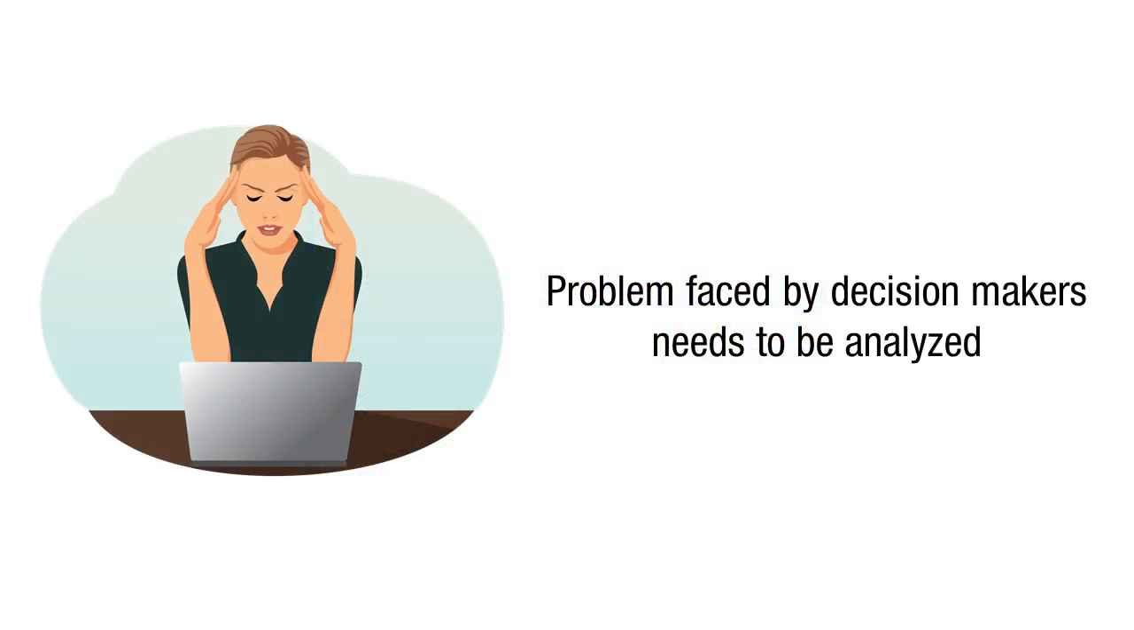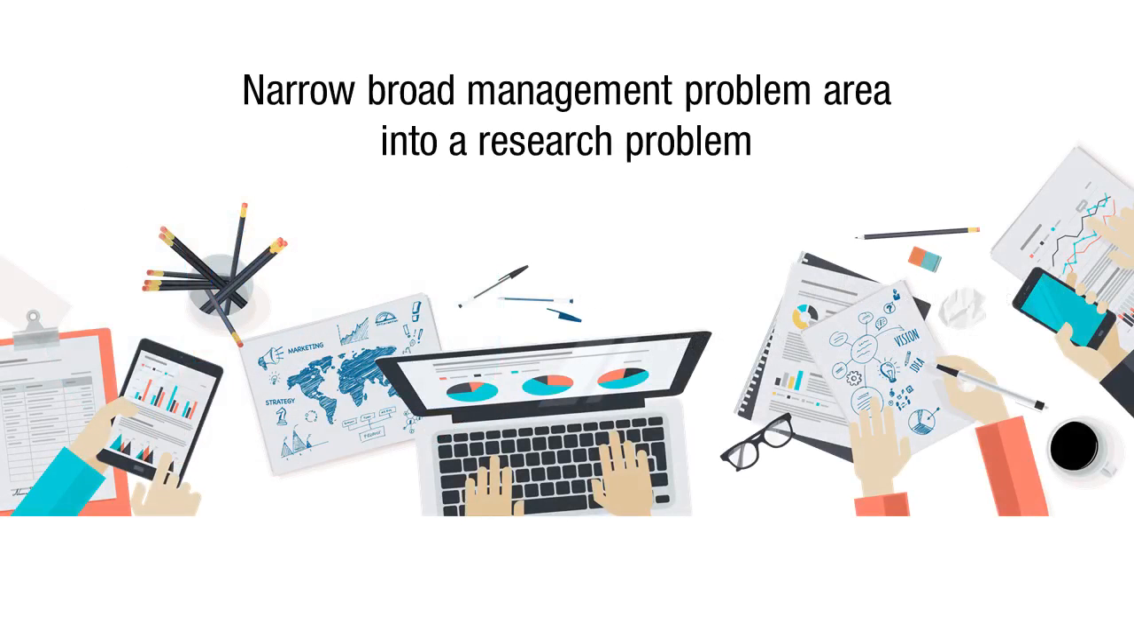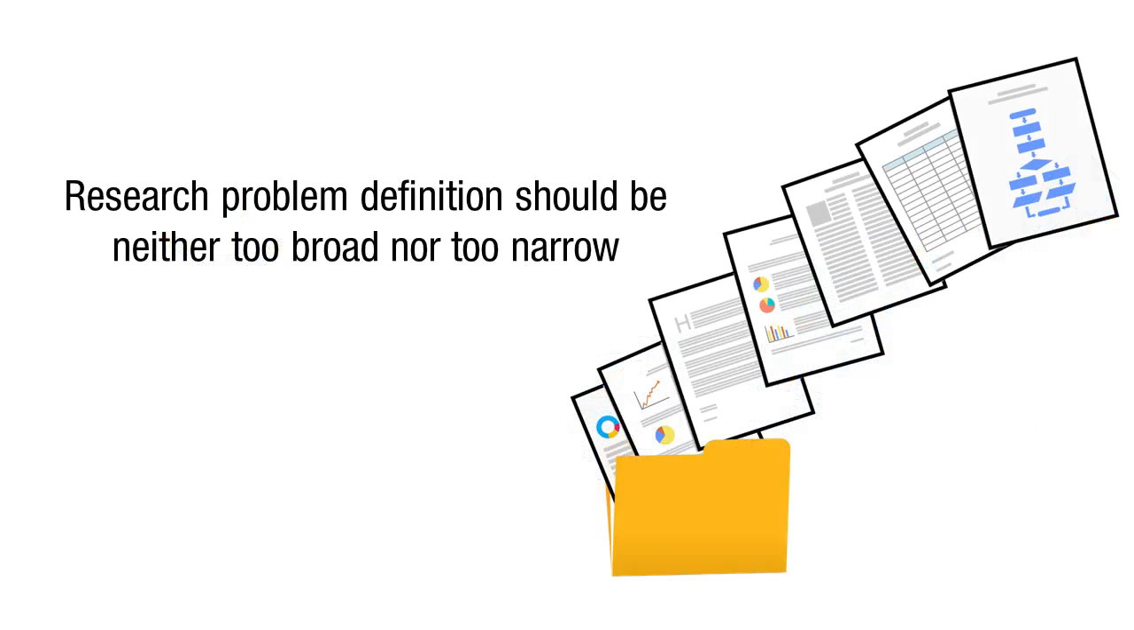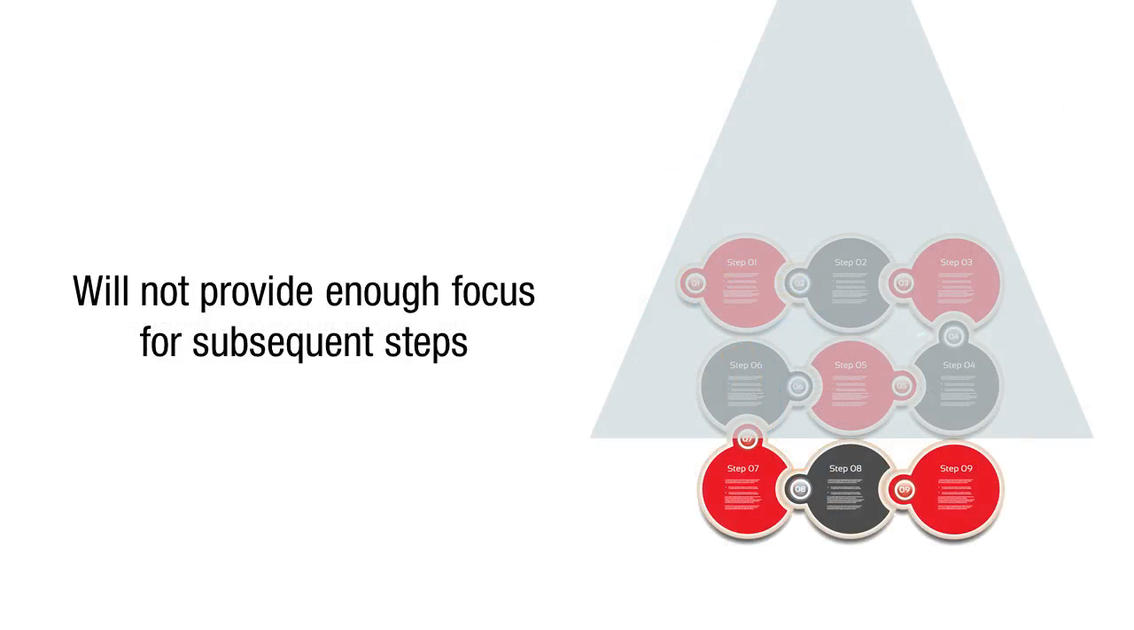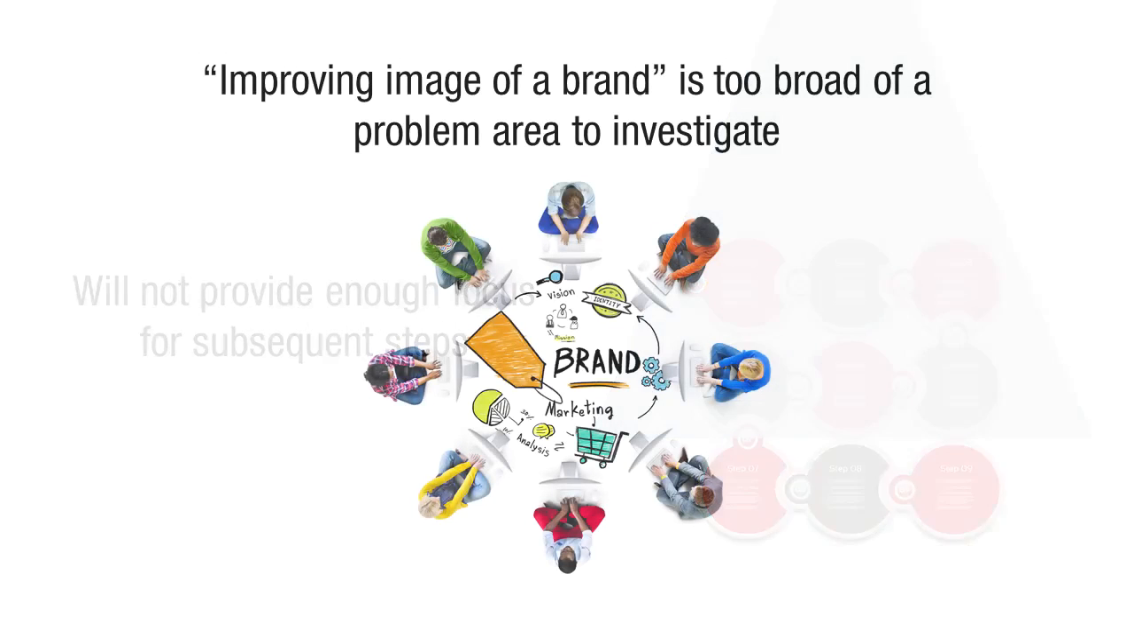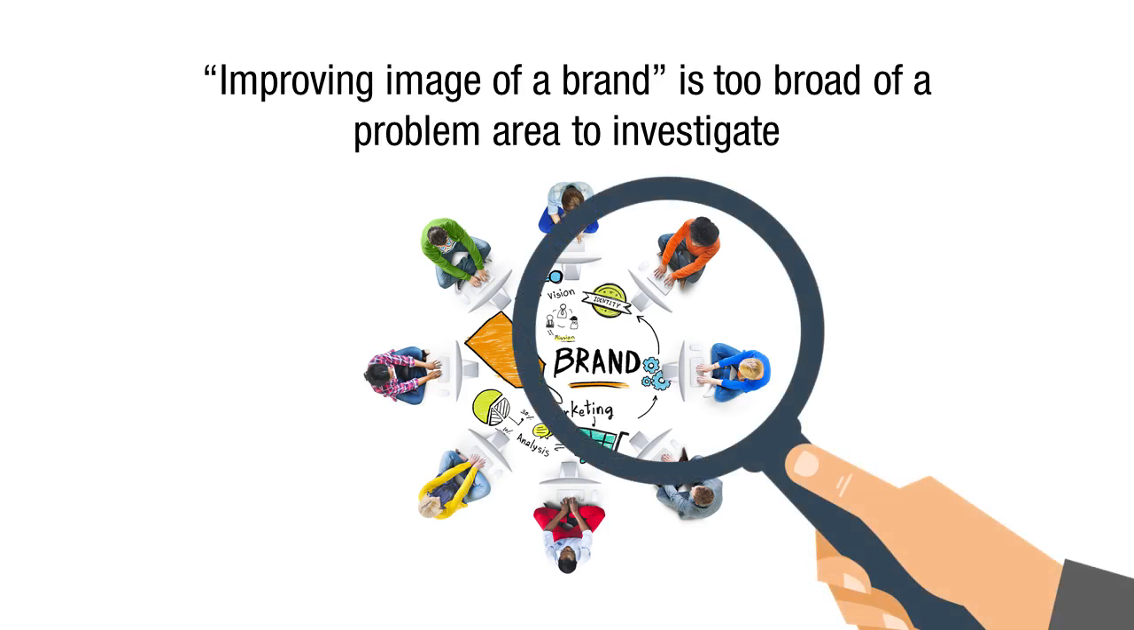The problem faced by the decision makers needs to be analyzed in order to narrow the broad management problem area into a research problem. The research problem definition should be neither too broad nor too narrow. A research problem that is too broad will not provide enough focus for subsequent steps. For example, improving the image of a brand is too broad of a problem area to investigate.